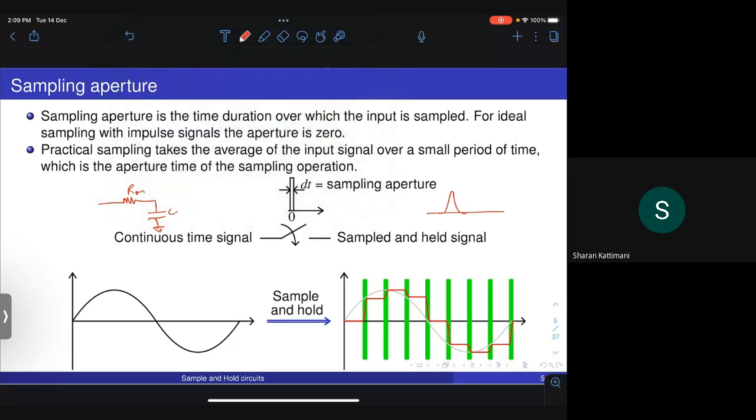the practical sampling circuit takes the average of the input signal over that duration of time. So for example, if you look at this value at these locations, the sampled value will correspond to the average of the signal at the sampling instant. Okay, this is generally not an exact average, but some weighted average depending on the kind of switch that you have.